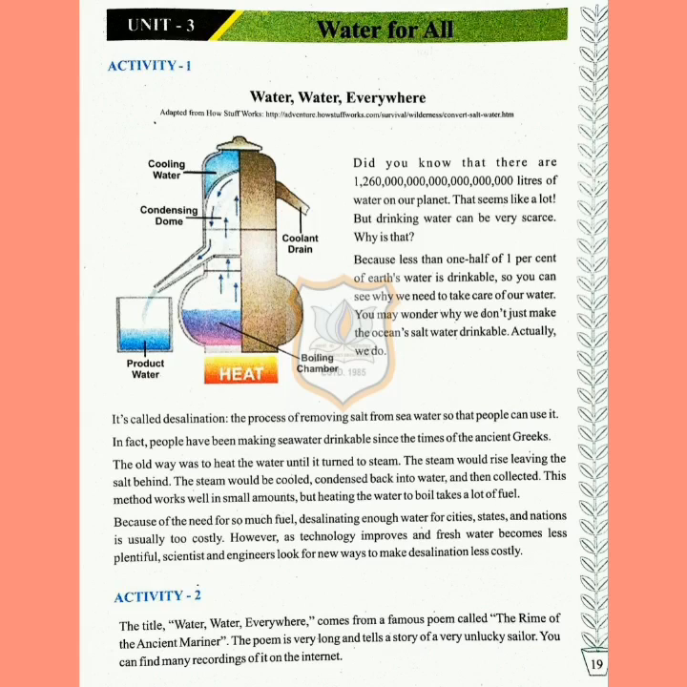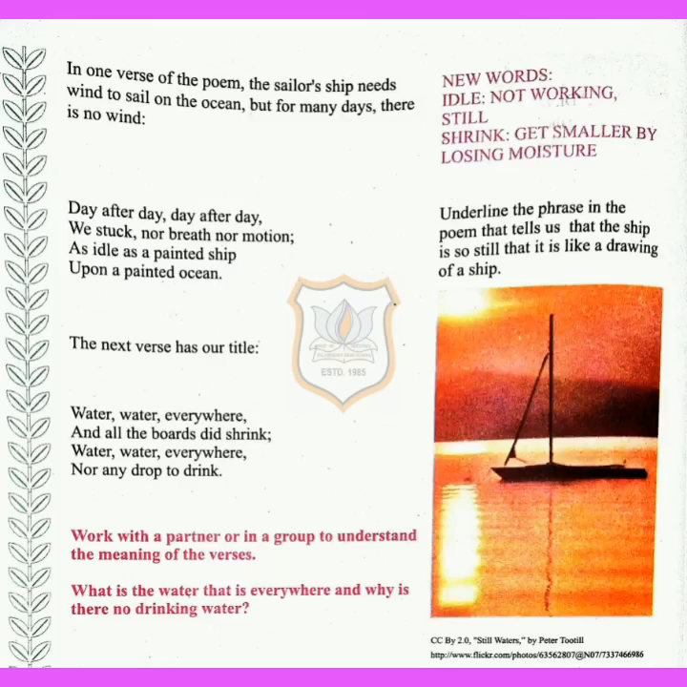Next, moving on to activity number 2, that is here. The title Water, Water Everywhere comes from a famous poem called The Rime of the Ancient Mariner. The poem is very long and tells a story of a very unlucky sailor. You can find many recordings of it on the internet. In one verse of the poem, the sailor's ship needs wind to sail on the ocean. But for many days there is no wind.